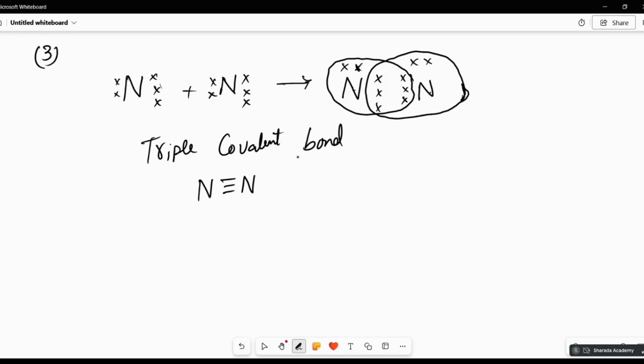So what we are writing now, we call it the electron dot structure. In exams, sometimes they ask you to write the electron dot structure for any compound. Okay, so done. Written.